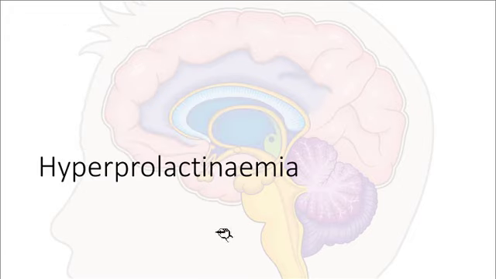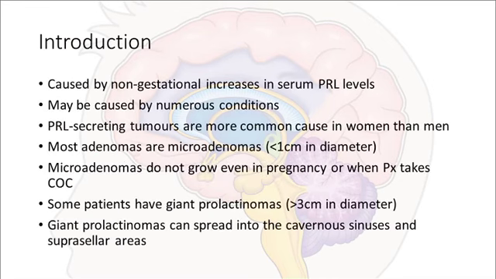Hyperprolactinemia is the third and final condition that we are going to discuss during this lecture. Right, now hyperprolactinemia is caused by non-gestational increases in prolactin hormone levels. Remember that there are a number of conditions or situations in which prolactin levels will increase. Some physiological causes include stress. Of course, breastfeeding can be another one.